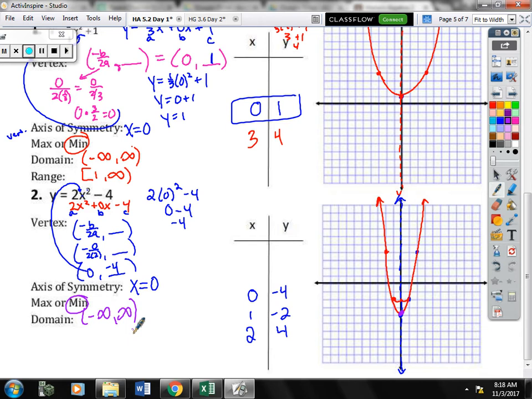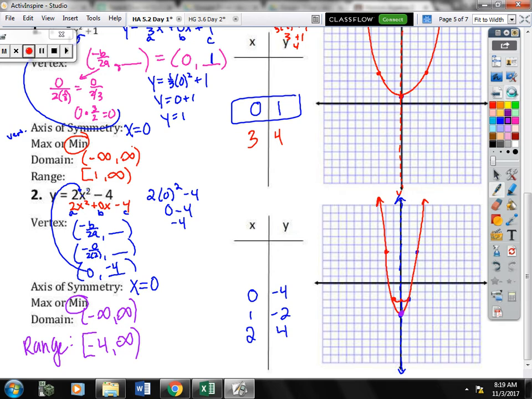And then someone else I haven't heard from yet today, if I could hear the range. Range. Sam? Good. The smallest that it ever gets to is at -4. The largest is infinity.